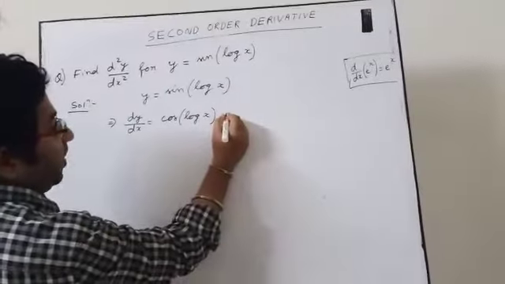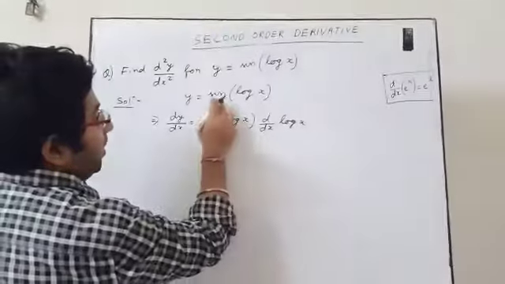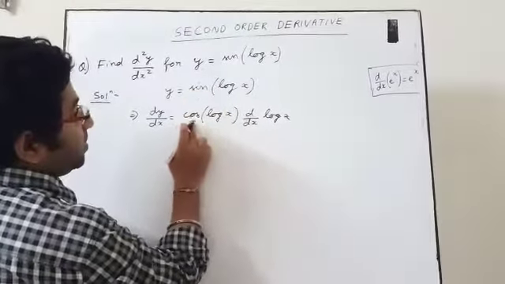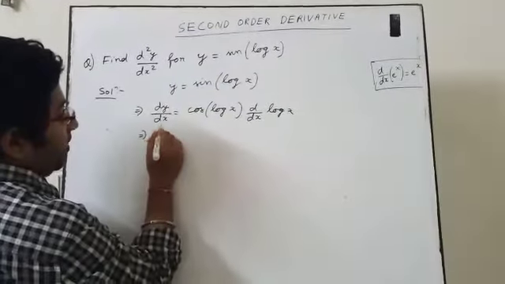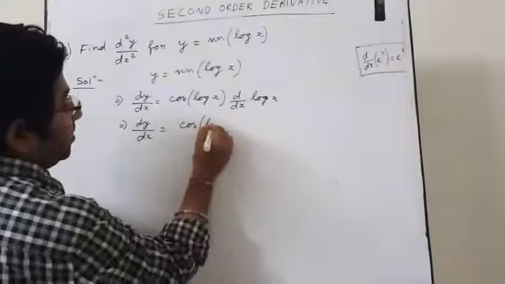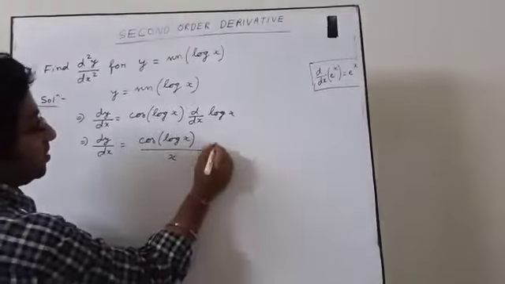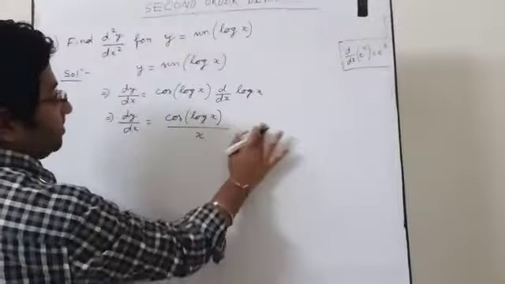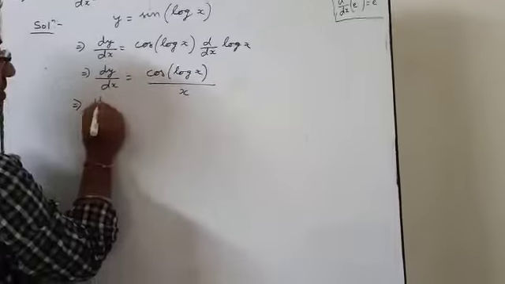What is d/dx of log x? Chain rule. First complete the sin; sin derivative is cos of log x into derivative of log x. So dy by dx, what you will get? Cos log x into d/dx of log x, which is 1 by x. So 1 by x is here. Again you have to use the chain rule.